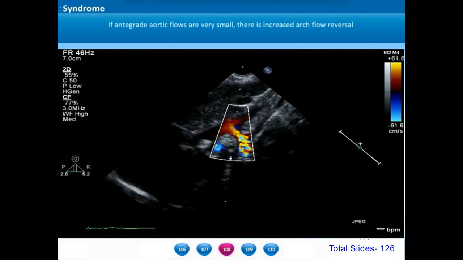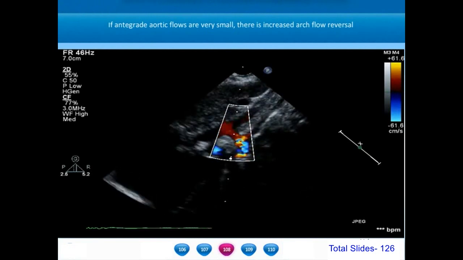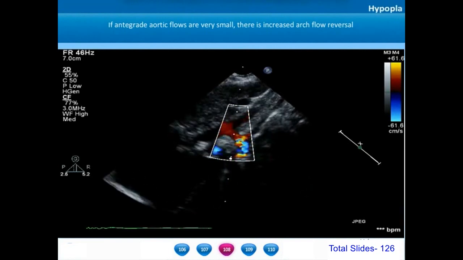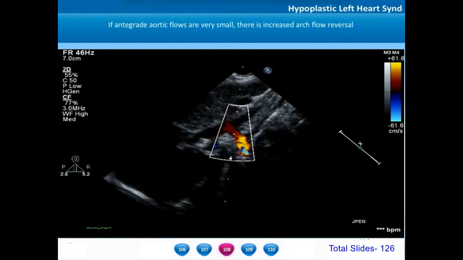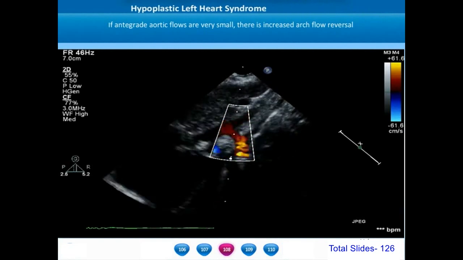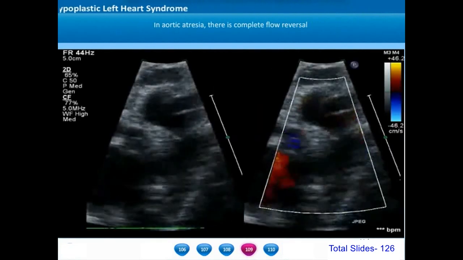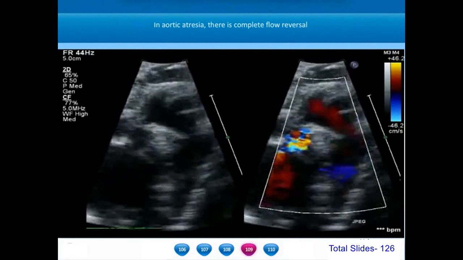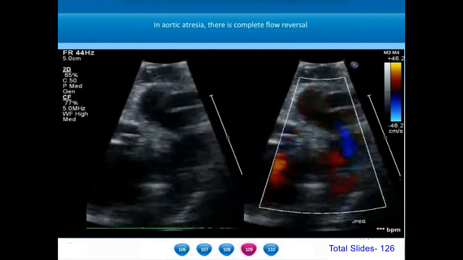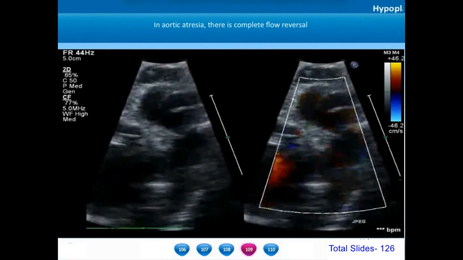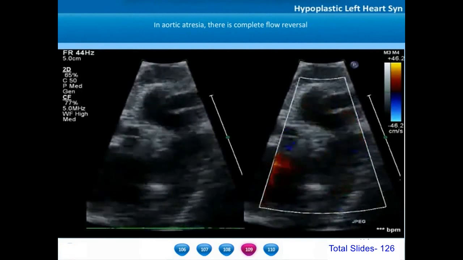In this suprasternal long axis view, we can notice that the ascending aorta and arch are more hypoplastic than the previous example, and there is a complete reversal of the flow in the transverse arch. When there is complete aortic atresia, there is no antegrade flow at all, and so the whole arch will have a retrograde flow, not only in systole but also in diastole.